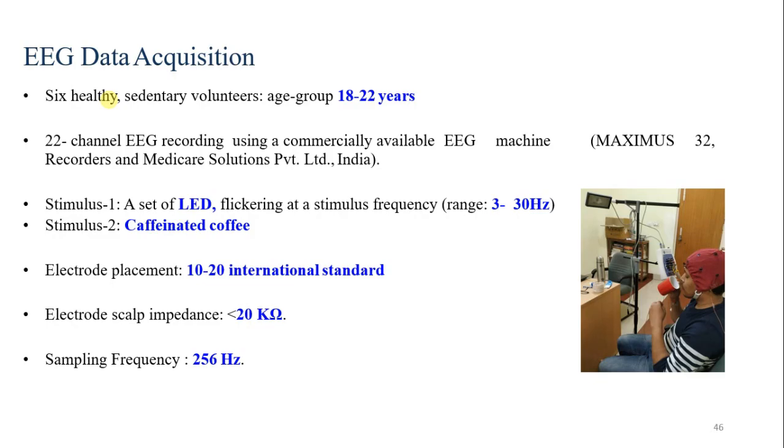So what happens is that if you are giving a 3 hertz stimulus, then within that signal there would be a hidden 3 hertz signal. If you are giving a 10 hertz flickering signal, then within the EEG signal there will be a superimposed or hidden 10 hertz signal. So this is the basis of the SSVEP signal.